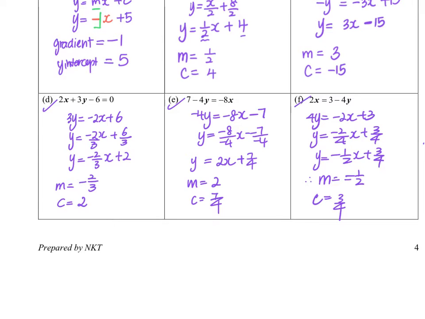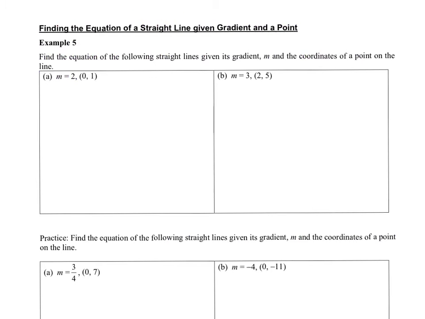Have you gotten the answer? In the next part of the lesson, we will be looking at finding the equation of a straight line if you are given the gradient and a particular point. So let's take a look at example 5. The question says, find the equation of the straight line if I'm given a gradient of 2 and it passes through the point (0, 1).